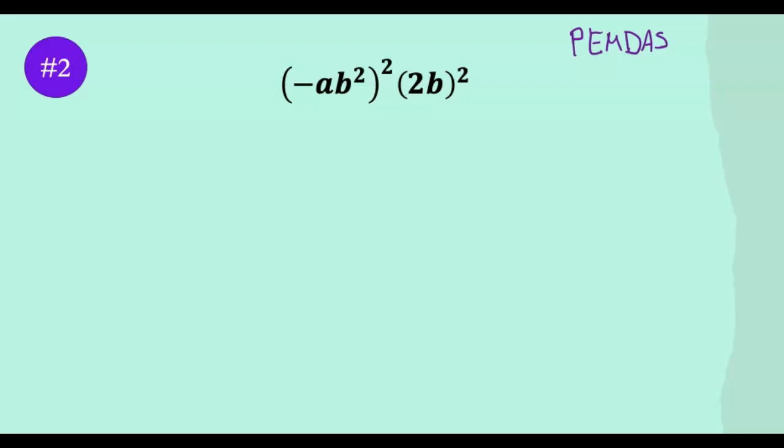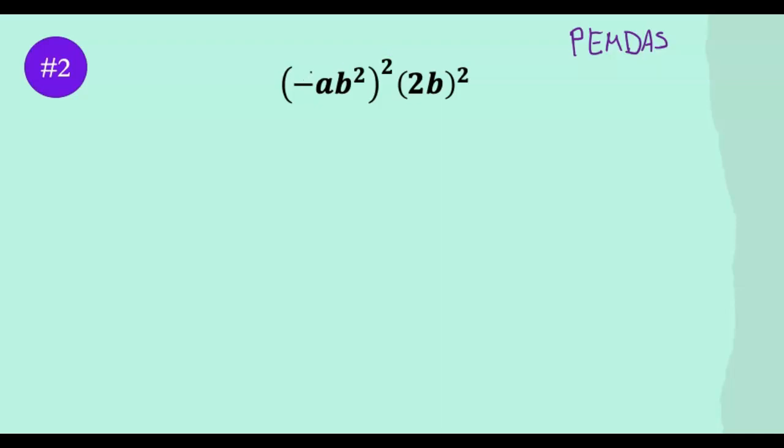Okay, so I'm looking here at my number 2, and I have inside parentheses negative ab squared, all raised to the second power. And then inside parentheses I have 2b, also raised to the second power over here. Well, parentheses, not really going to help us out here, but exponents will. So we need to take this exponent, and remember we need to distribute it in.